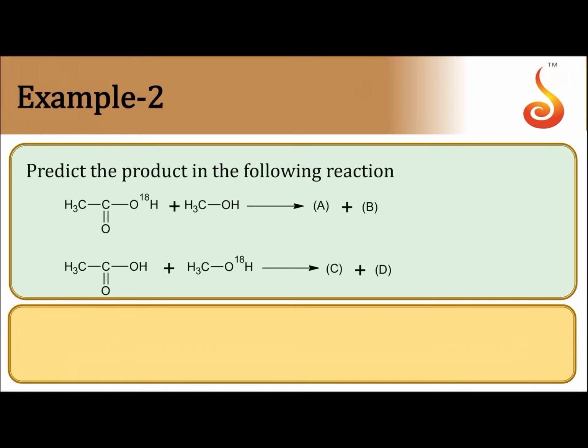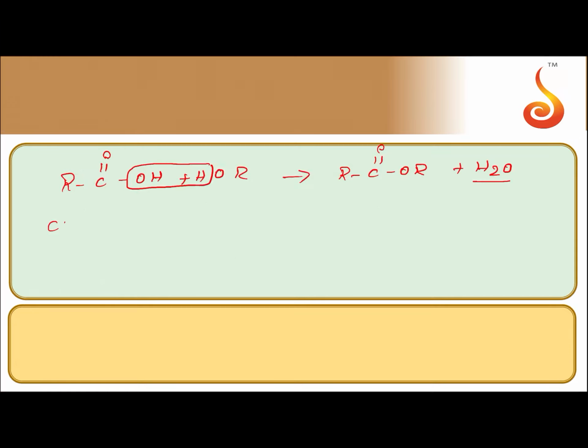Okay. So now what are the reactants we have here? In the first example, the oxygen of carboxylic acid is isotopically labeled. So what happens? CH3 C double bond O OH, and this is isotopically labeled oxygen. Then CH3OH. What technique we learned? OH should go from carboxylic acid and H from alcohol.